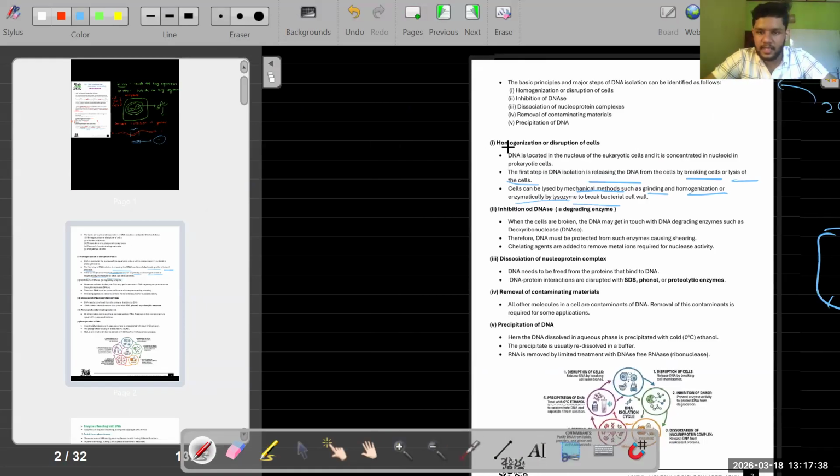So what are the ways? It can be done mechanically or enzymatically. Mechanically, it can be done in two main methods: grinding and homogenization. Enzymatically, it can be done by introducing lysozyme. Lysozyme is an enzyme which can break bacterial cell walls. Is the first point clear?